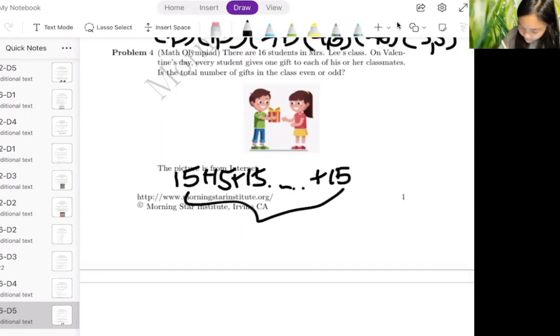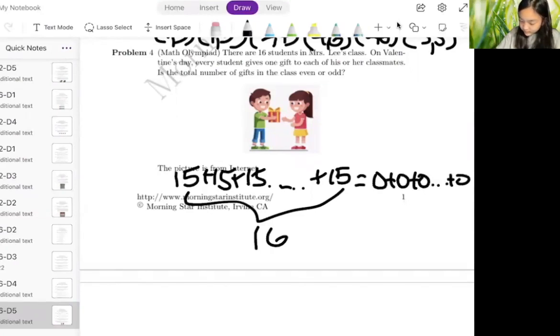So 15 stands for how many gifts you would get, because the other 15 students will give you a gift each. And so since there are 16 people, then you add it up 16 times, and this equals odd plus odd plus odd plus odd, and this should also be 16. And 16 odds added together should equal even.